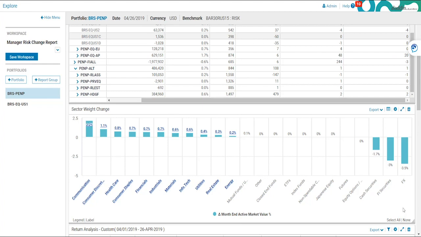To more quickly discern which security might be contributing to the change in BRS EQ US1, I will move to a single portfolio context in Explore.